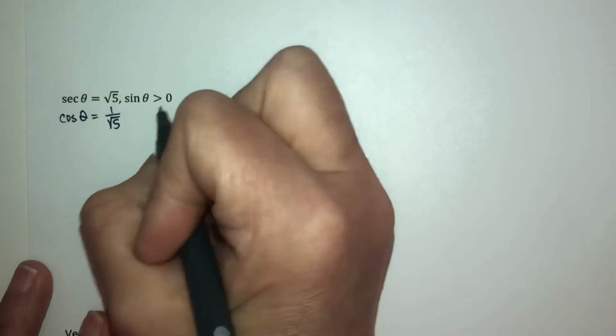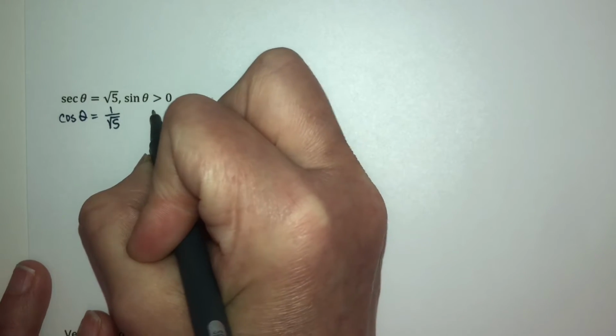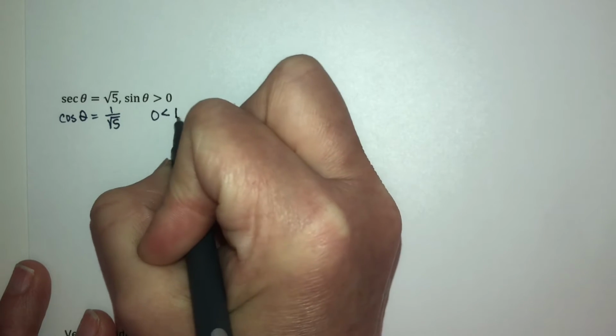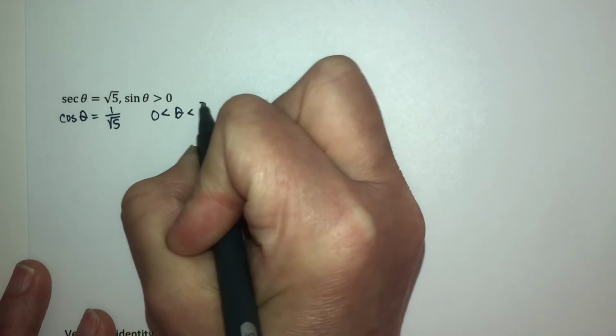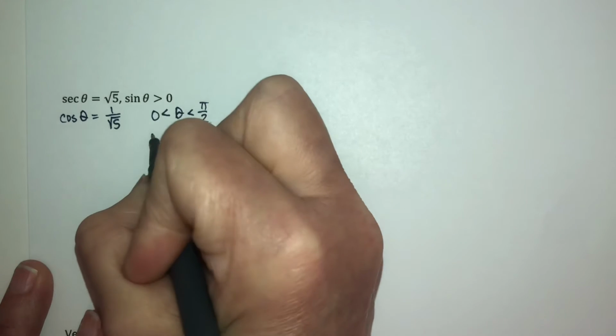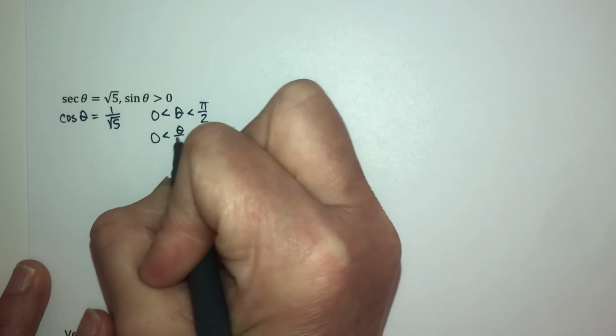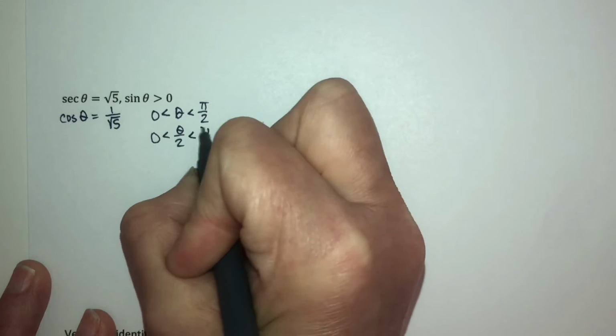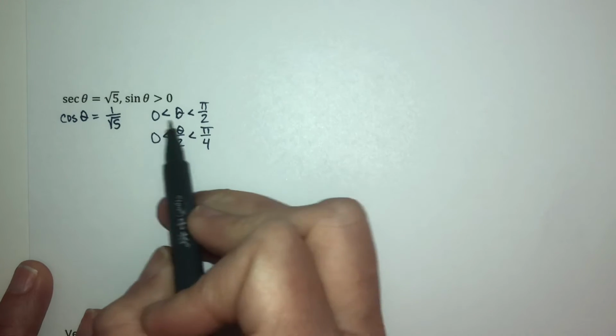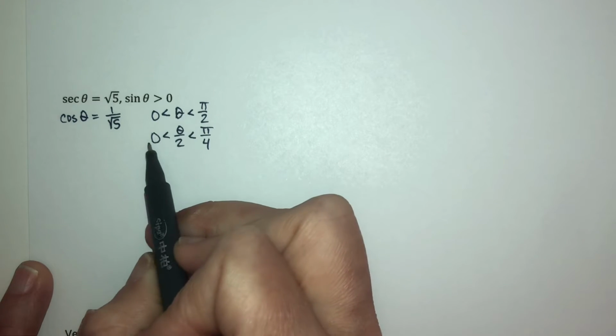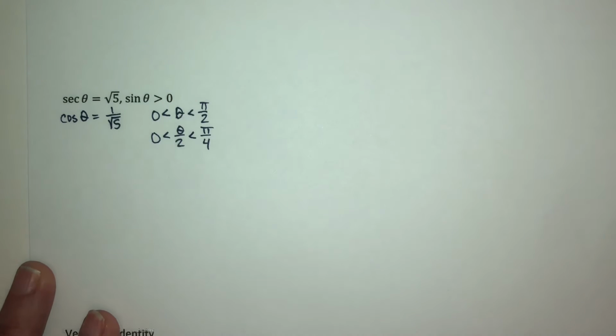Okay? So that means that theta is between 0 and pi over 2. That means theta over 2, if you divide everything here by 2, your half angle is between 0 and pi over 4, which is in quadrant 1, so everything here is positive as well.